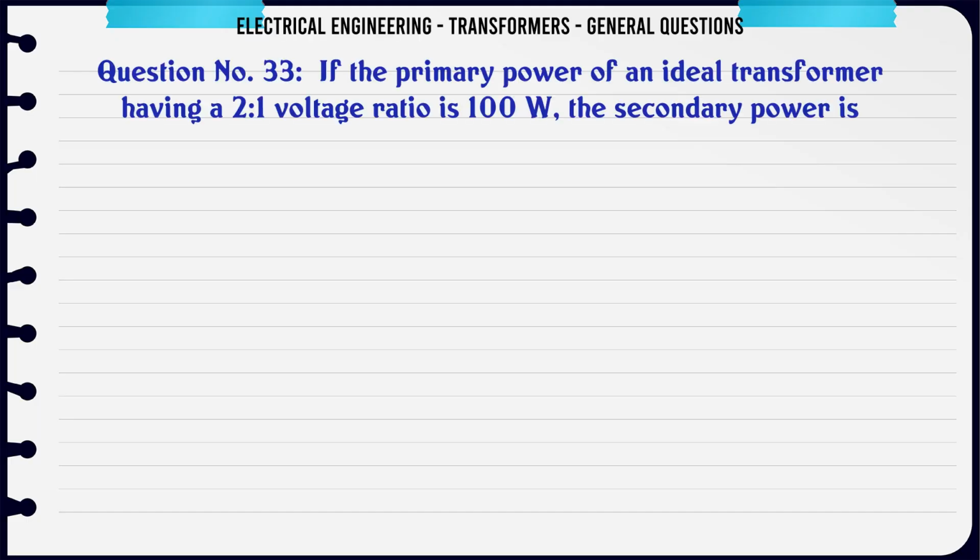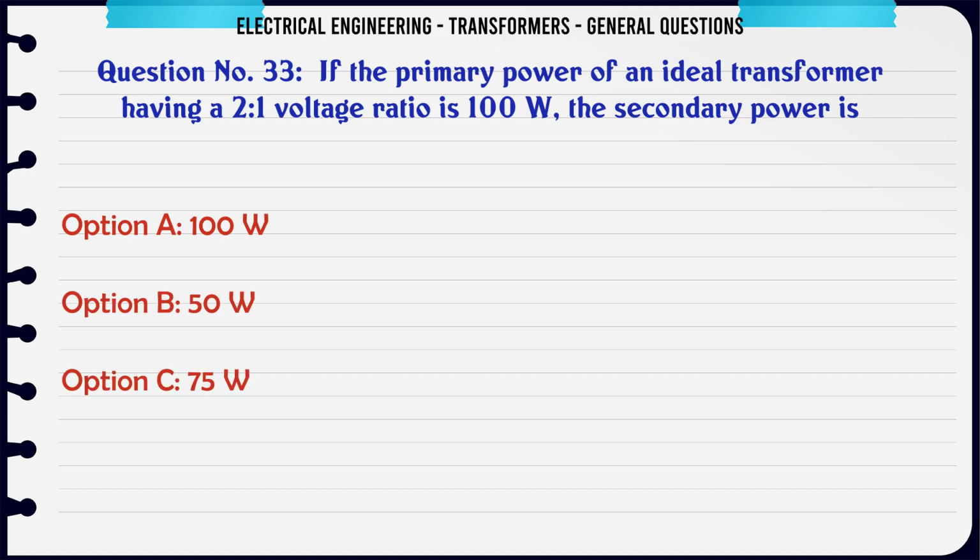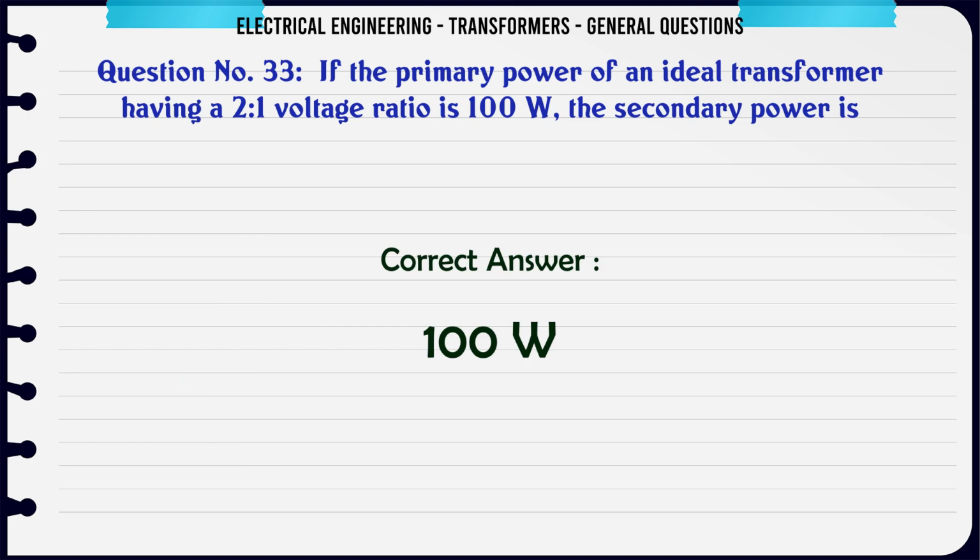If the primary power of an ideal transformer having a 2:1 voltage ratio is 100 watts, the secondary power is A. 100 watts, B. 50 watts, C. 75 watts, D. 200 watts. The correct answer is 100 watts.